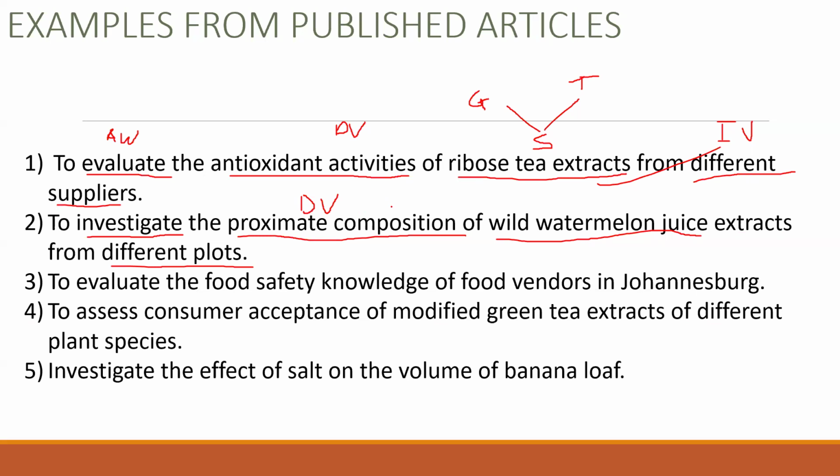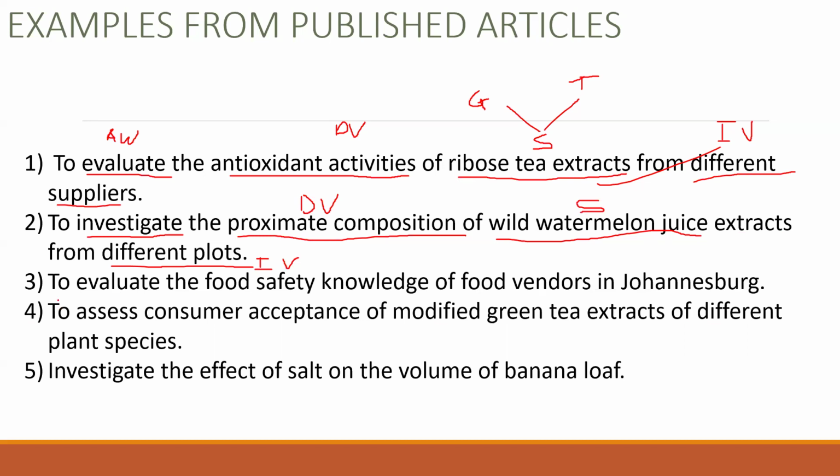So now our sample will be white watermelon juice extract. If I read the sentence, I see that the samples are coming from different plots. So it will be different groups of samples from different plots. So different plots automatically become our independent variable. So this is a good objective. It becomes our IV.